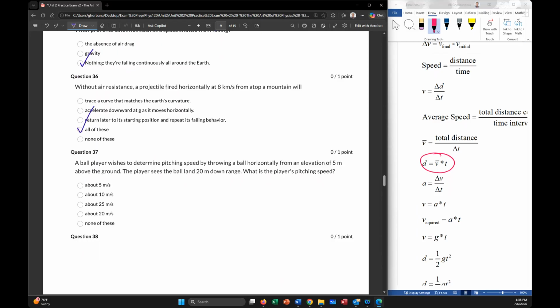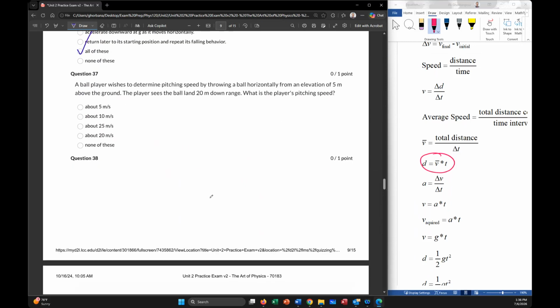All of these, okay. Because it's going through a curve that matches the Earth's curvature, yes. And it's accelerating downward, which is the gravitational acceleration, and it returns later to its starting point. So it's not hitting the ground. It comes back exactly to the starting point. Okay, I gotcha. That makes sense. Good.